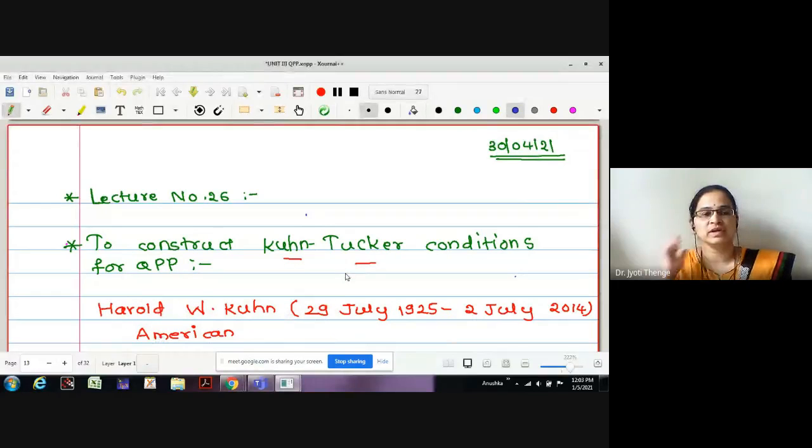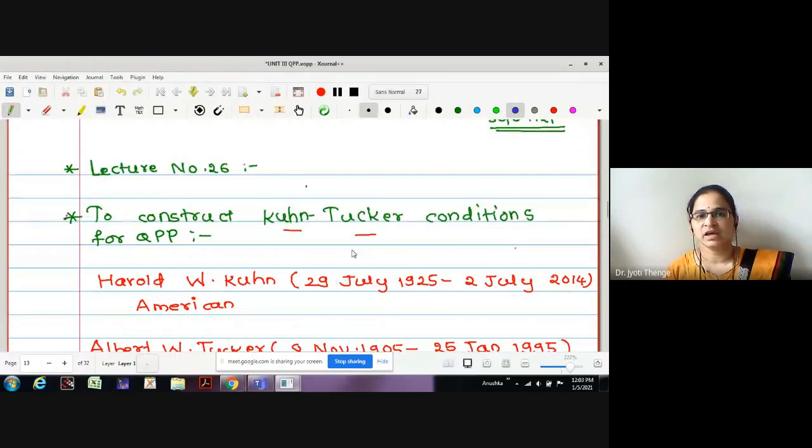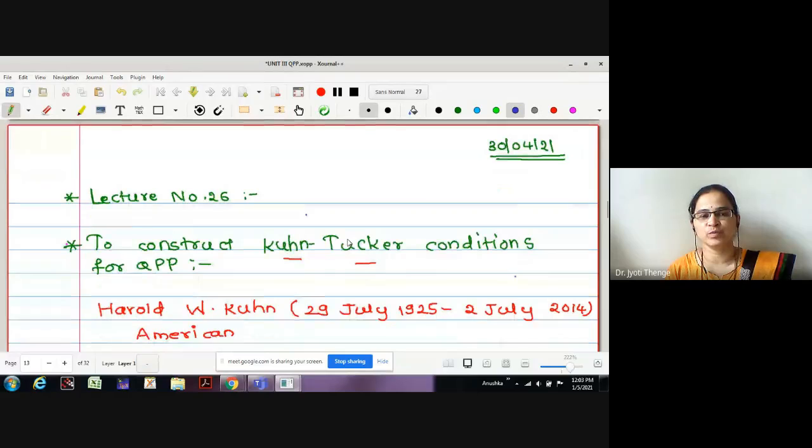Good morning, students. Welcome to the lecture of Operation Research. In the last lecture, we started a new topic: constructing Kuhn-Tucker conditions for solving a quadratic programming problem.